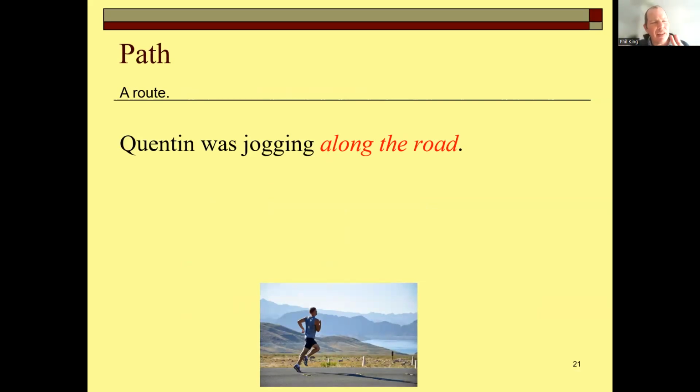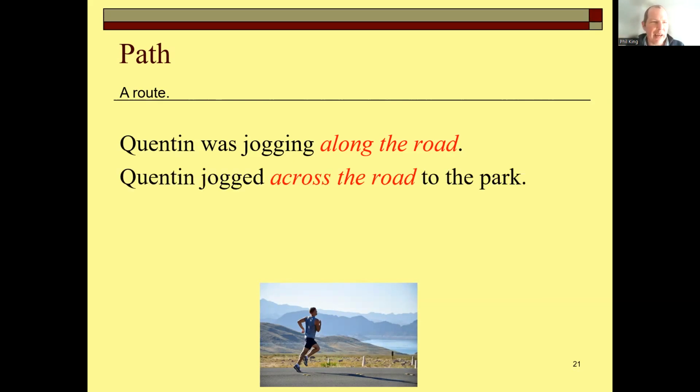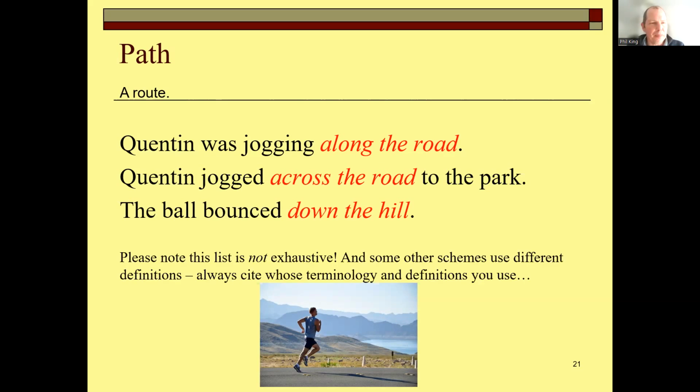Then also to do with these location ones, we've had sources, we've had goals. We can also have a path, a route. So here we've got Quentin was jogging along the road. Along the road here has the role of a path. Quentin jogged across the road to the park, then across the road is a path, and to the park here is the goal. The ball bounced down the hill. Again, down the hill is the path.